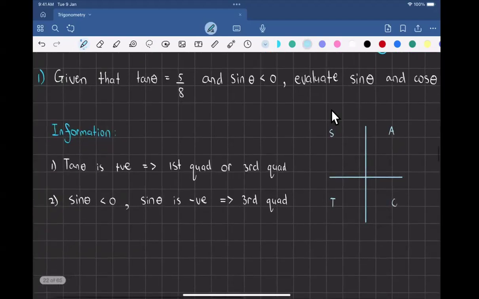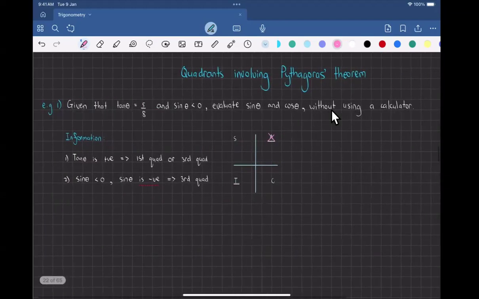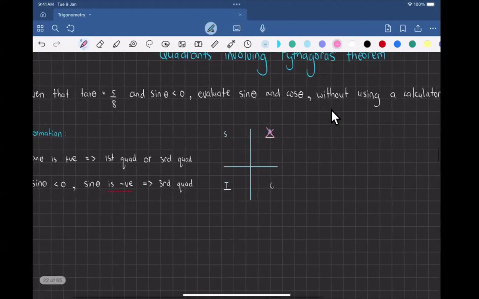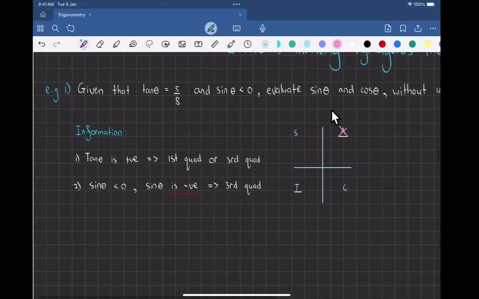So they're telling us that tan theta is positive, right? So if tan theta is positive, it could either be in the first quadrant or the third quadrant. But now they're telling us that sine theta is negative. So if sine theta is negative, then it cannot be in the first quadrant. It has to be in the third quadrant. So I'll be dealing with the third quadrant in this question. And they want me to find sine theta and cos theta without using a calculator.